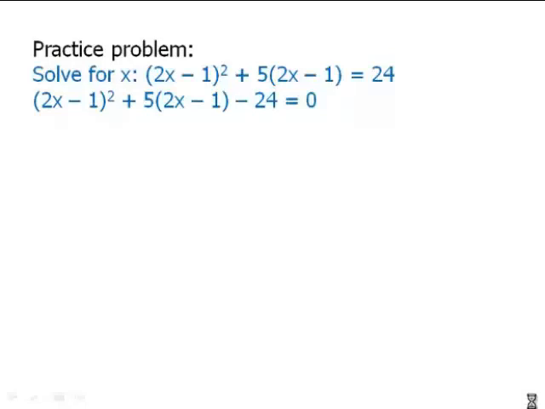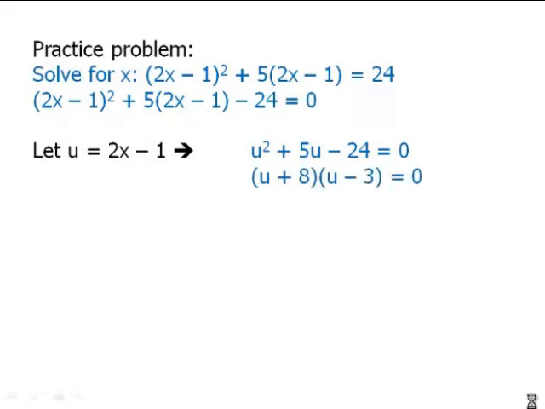Well, think about it this way. Instead, since that same thing appears twice, what happens if we just let u equal 2x minus 1? So everywhere where there's a 2x minus 1, we're just going to replace that with a u. Then we get this remarkably simple equation, u squared plus 5u minus 24 equals 0. Well, that's something we can solve. We can factor that and find both values of u.